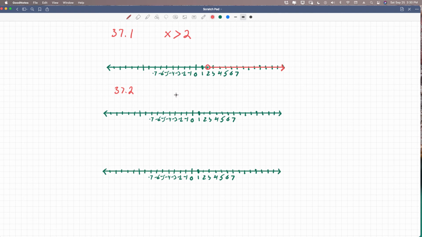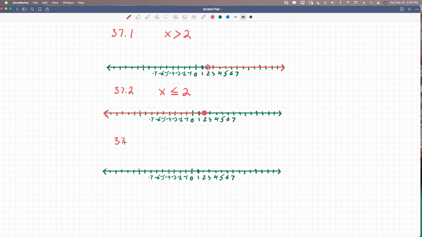37.2 says to graph x is less than or equal to 2. So we're going to circle the 2, but because it has an equal sign, we're going to fill it in. And notice the direction of this matches the direction of this. So we go this way because it's less than or equal to 2. So we want the numbers to be smaller, 2 and smaller.